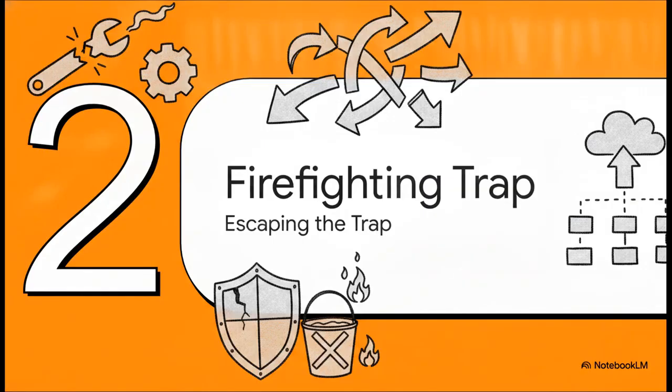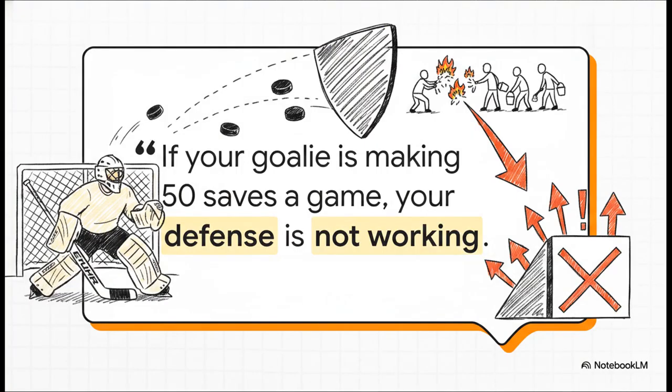Moving right along, let's head into Section 2, Escaping the Firefighting Trap. We really need to look at the reality of your day-to-day operations and examine how your engineering team actually responds when things inevitably break in production. Think about how your team reacts. I love this analogy. If your goalie is making 50 saves a game, your defense is not working.